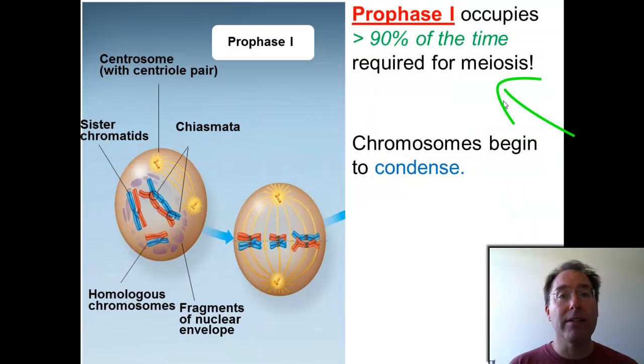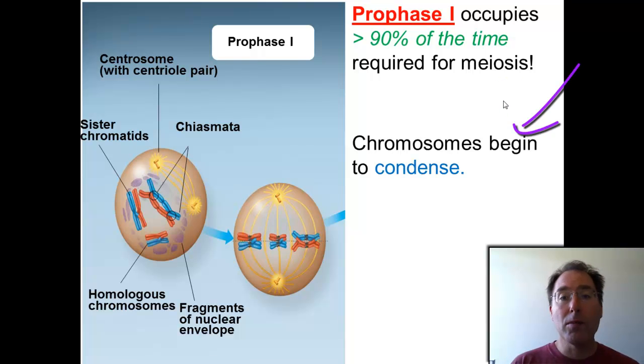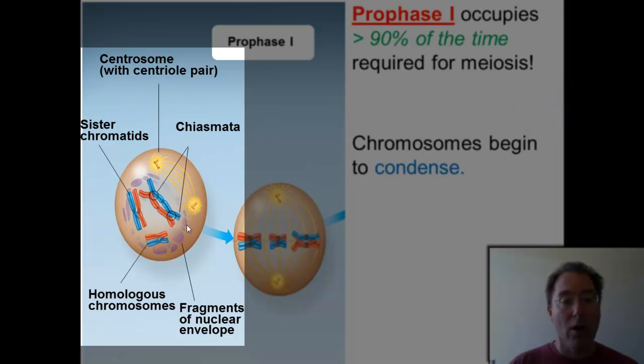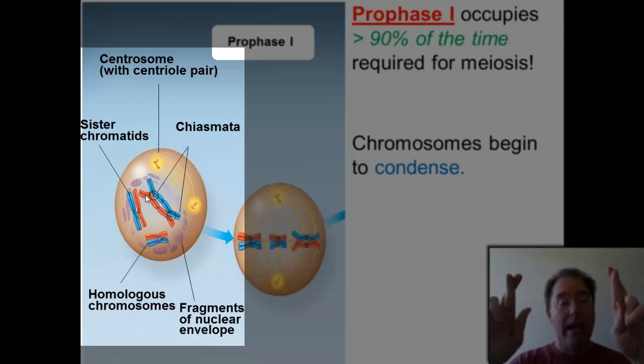About 90% of the time of Meiosis I is spent in prophase, and chromosomes are beginning to condense here. Here's prophase over here. This is more metaphase, the second picture. But prophase is here on the left, and you're seeing here that the homologous chromosomes, which have been replicated, are each now sister chromatids or X's, and they're homologous.